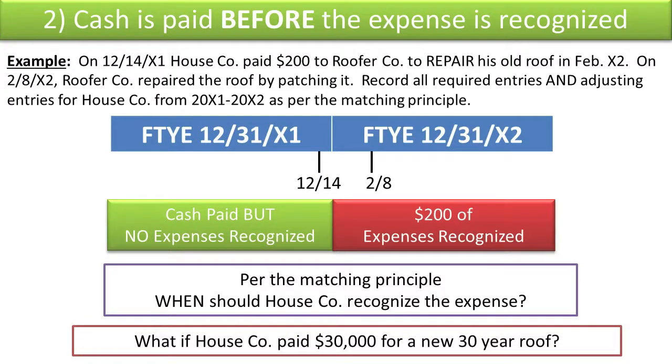What if HouseCo paid $30,000 for a new 30-year roof? In this case, the benefit will be received over a 30-year period, and therefore that $30,000 payment would have to be spread over 30 years and expensed accordingly. We would call that depreciation expense, and it would be $1,000 per year.